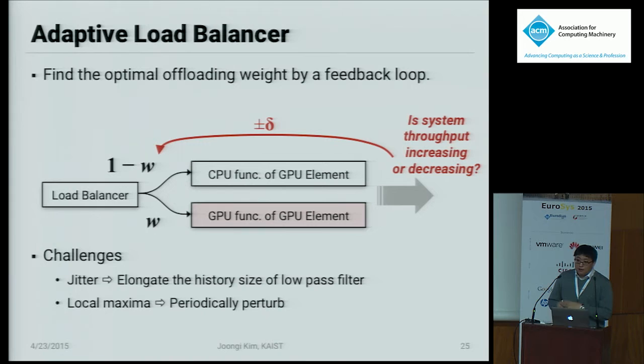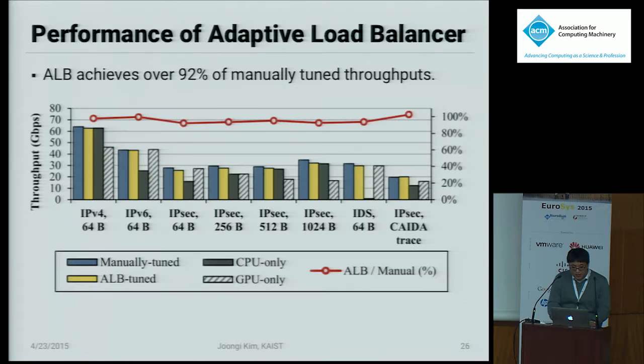To smooth out local fluctuation jitters, we made the history size of the low-pass filter sufficiently large. To avoid local maxima, we periodically insert perturbations to the offloading weight. Our evaluation shows that even this simple kind of heuristic adaptive load balancer, or ALB, is highly effective. We have compared the performance of four cases here. The first blue bars show the performance of manually optimized cases, where we exhaustively search for the optimal offloading weight. The second yellow bars show the performance tuned by our adaptive load balancer, and the rest are the cases when we use only CPU or GPUs.